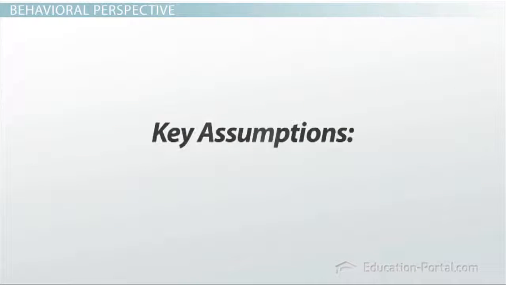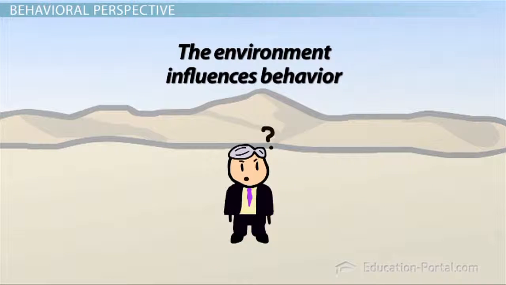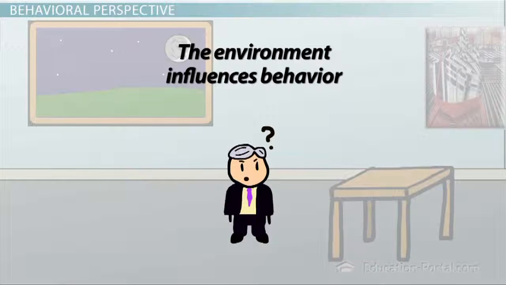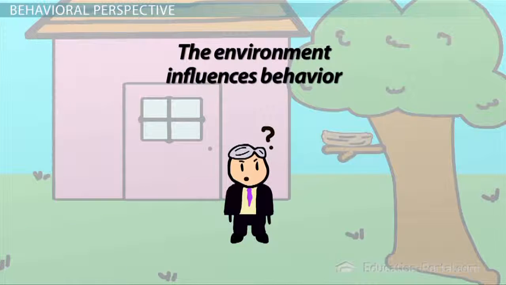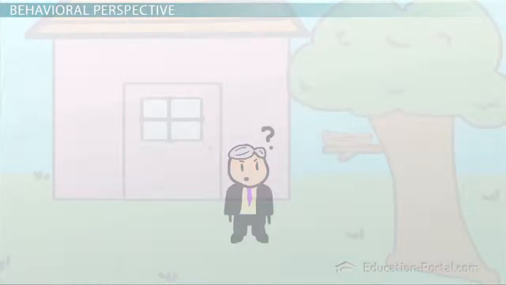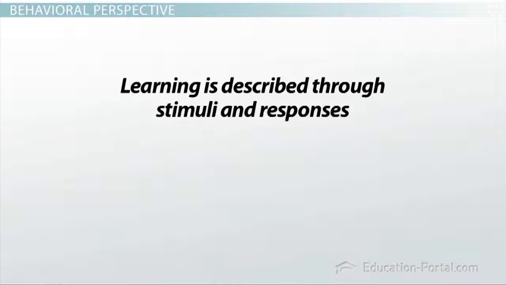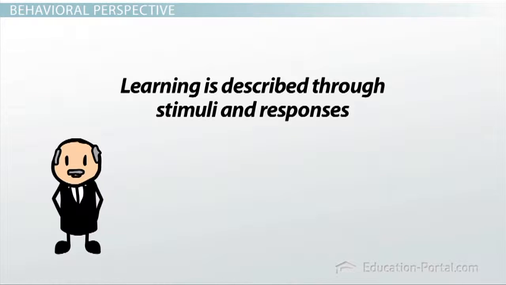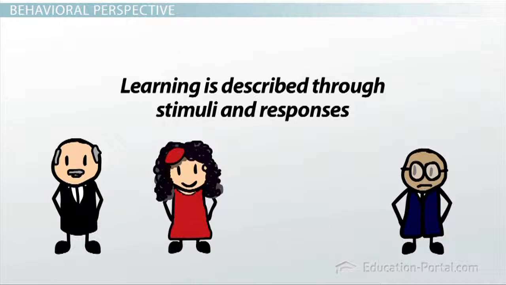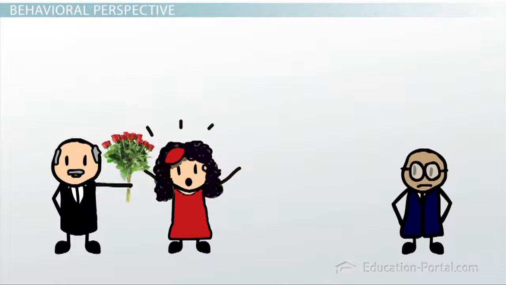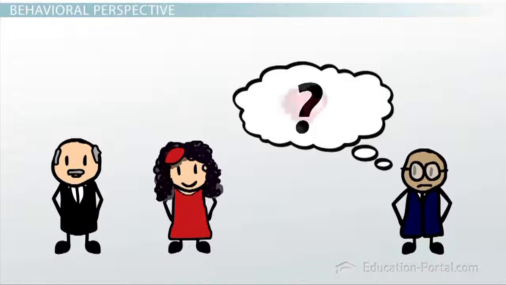The key assumptions of behaviorism are: 1. The environment influences behavior. Behaviorists believe that people's behaviors are a result of their interaction with the environment. Specifically, people become conditioned or molded to respond in certain ways based on responses like feedback, praise, and rewards. Learning is described through stimuli and responses. Behaviorists focus on observable events rather than events that occur inside a person's head, such as thoughts, feelings, and beliefs.